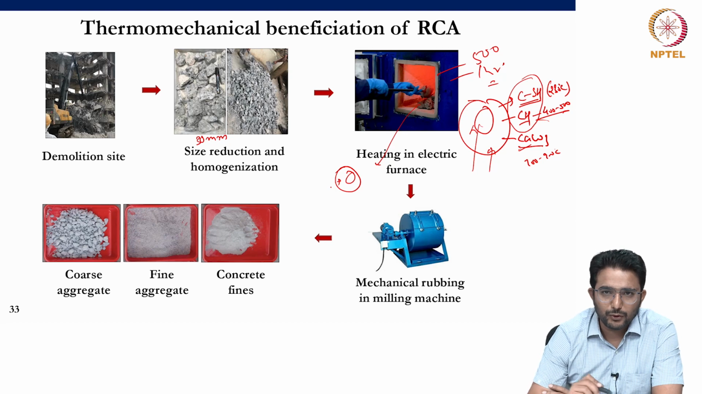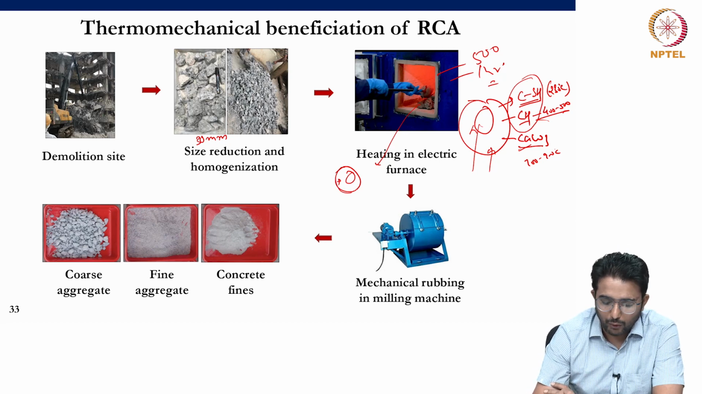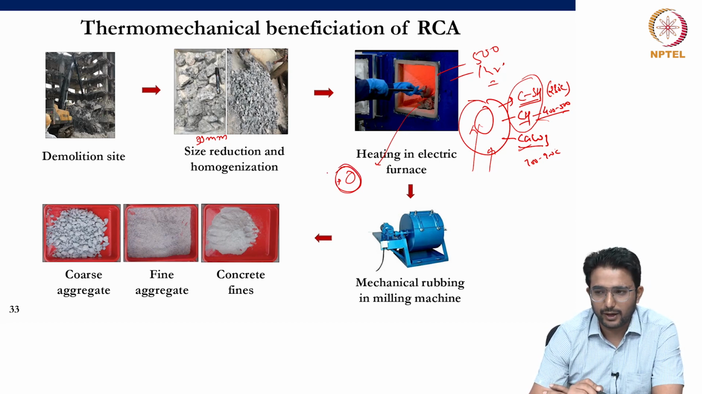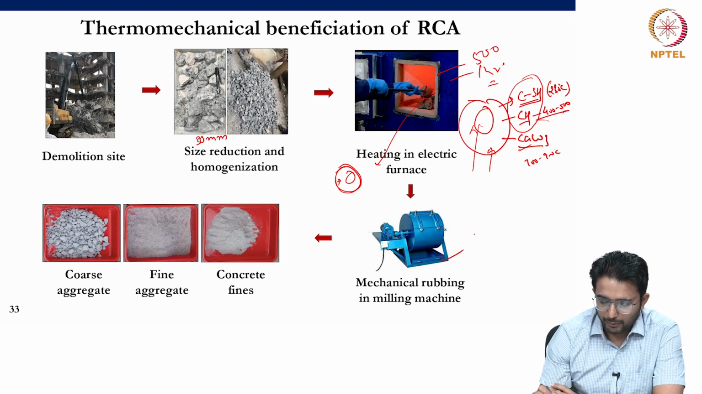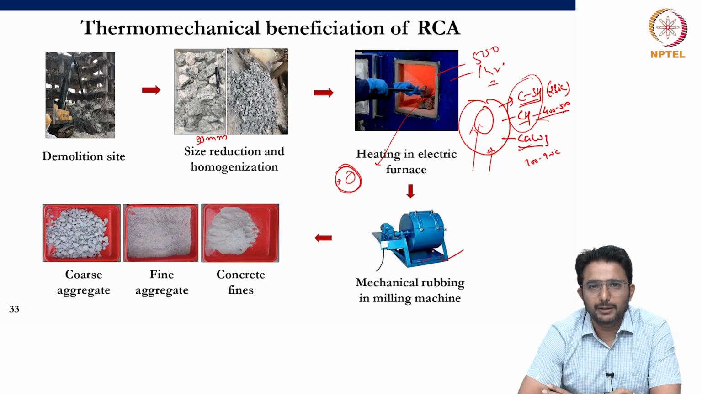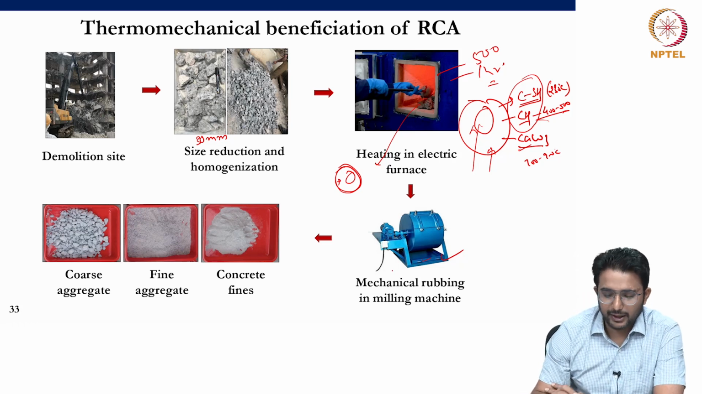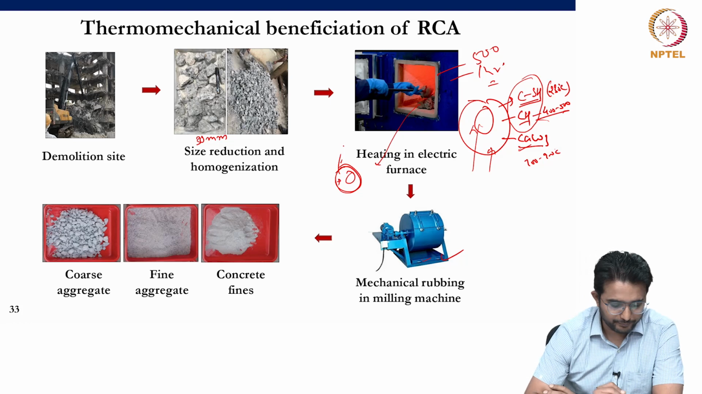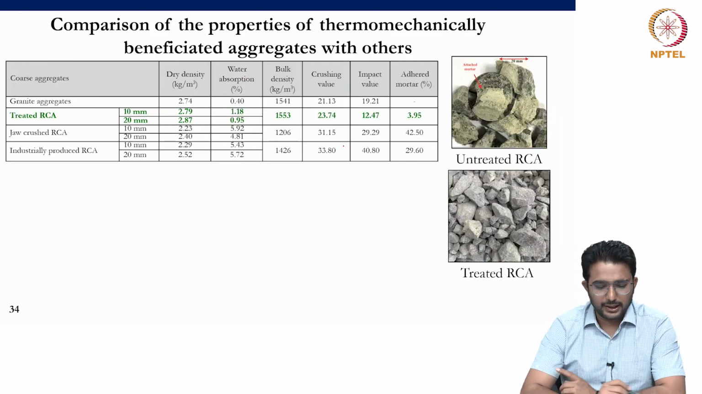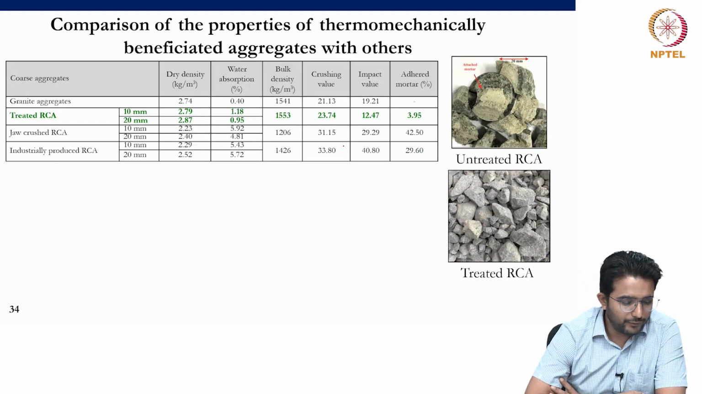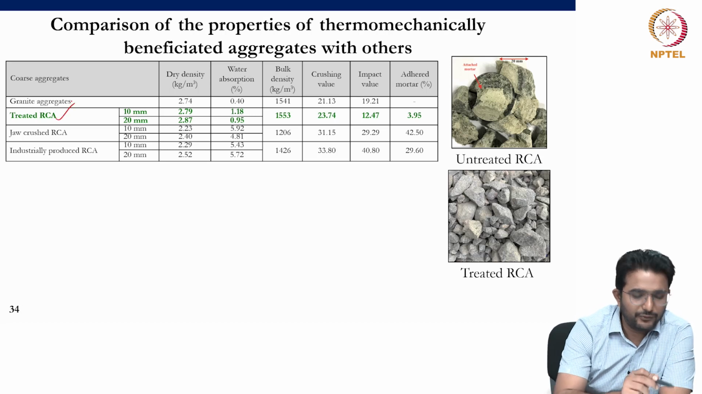So by virtue of these three mechanisms, the added mortar is already weakened, and now the only thing required will be to provide some scrubbing. So these concrete chunks can be kept in the milling machines, and then by virtue of the scrubbing, the added mortar can be removed.